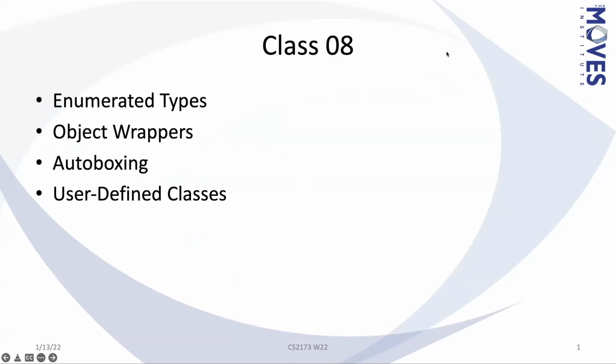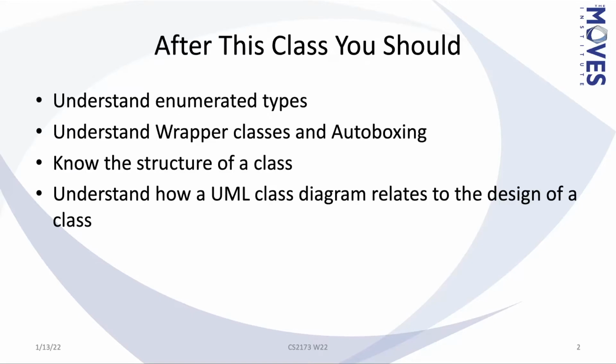Okay, so enumerated types, that's something that we're going to be using. Object wrappers, I'm going to go through fairly quickly. Object wrappers and auto boxing, that's something we're going to come back to. So I'm going to go through it fairly quickly, but I still want you to at least understand the basics of that. The other main thing is defining your own classes. So let's get going with that.